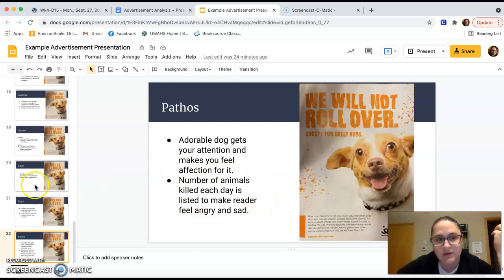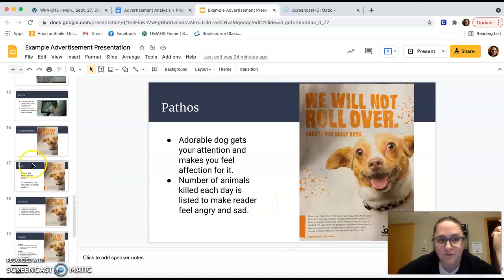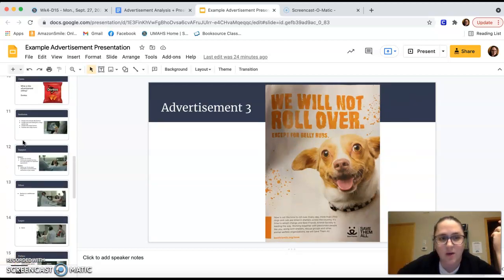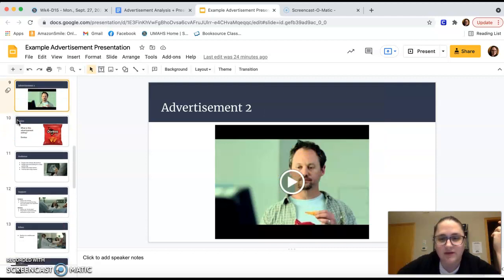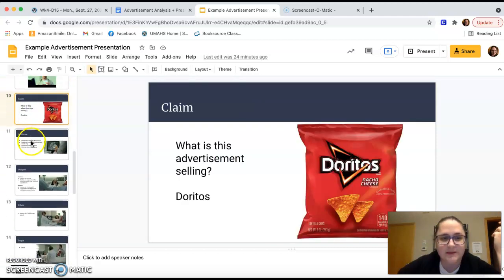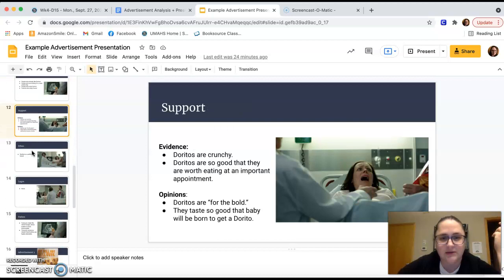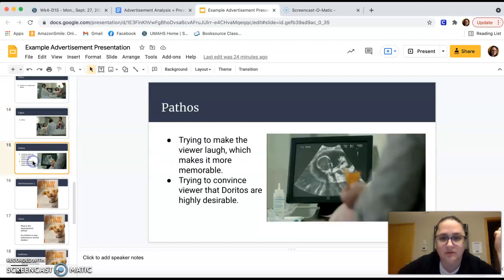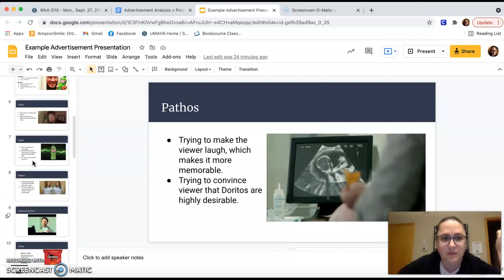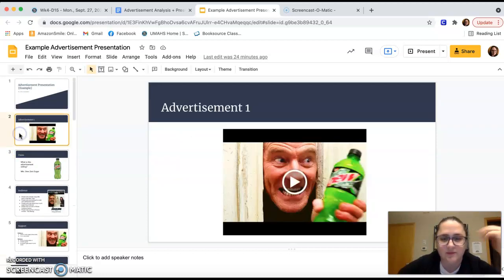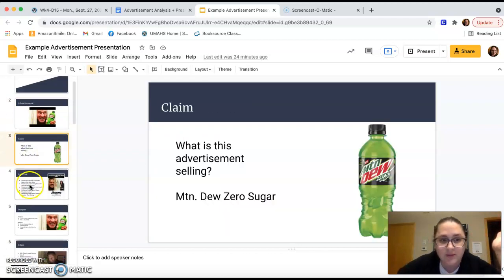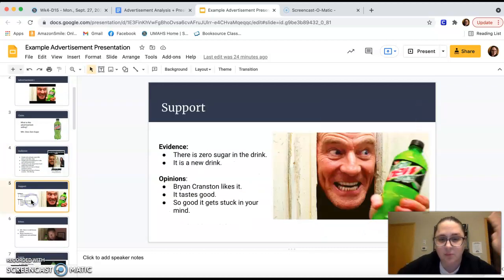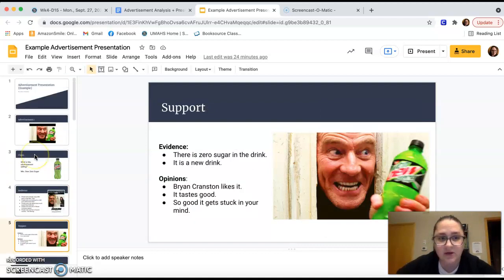So you can see that I have done this for this one print ad, but then I go up to the other advertisements and I've done the same thing. Okay, the support, the ethos, the logos. See, this one didn't have any logos, and pathos. And then same with advertisement number 1. So feel free to watch the videos, go through the claim, the audience, the supports, go through all of it so that you are aware of what you're supposed to be looking at, okay?